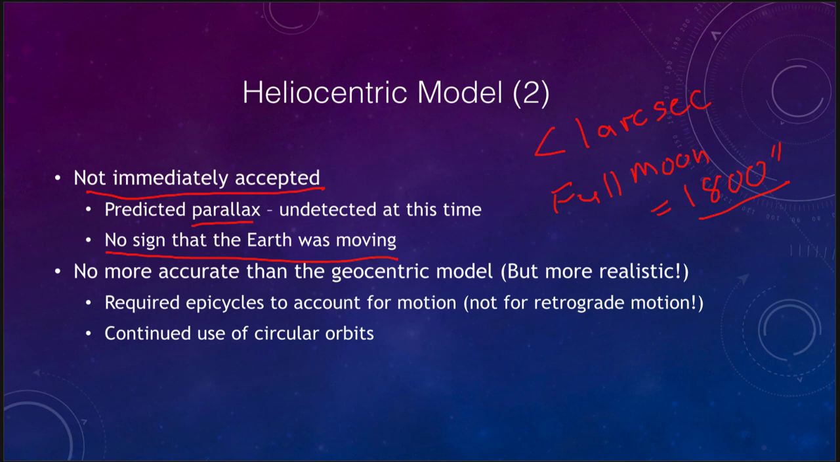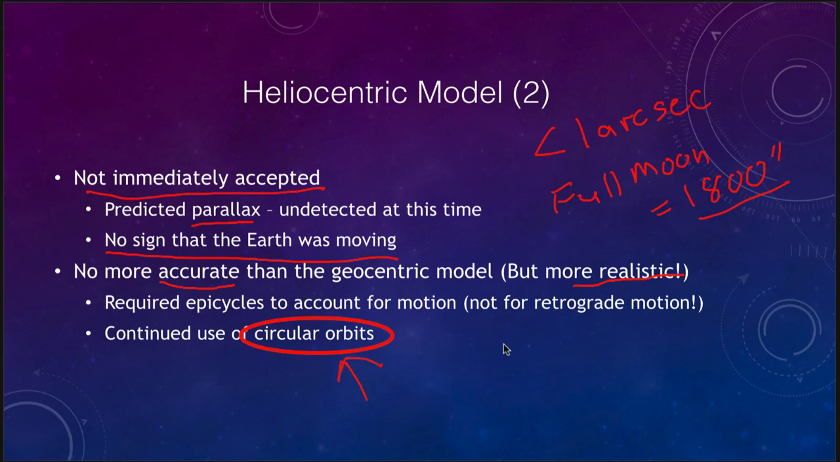Now, it turns out that the heliocentric model was no more accurate in terms of predictions than the geocentric model. So in terms of predicting where the planets were going to be, it was no more accurate, but it was more realistic. We know now that it is realistically what happened, but the problem was that it continued the use of circular orbits. So the fact that it was using circular orbits, this is what the problem was.